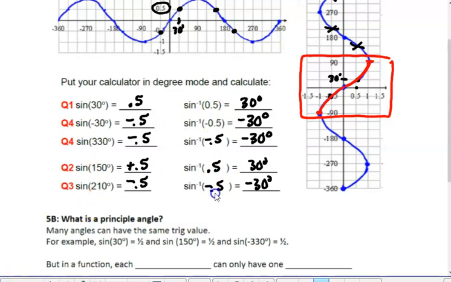Now in the next section, we'll talk more about what a principal angle is and how that relates to the sine graph.